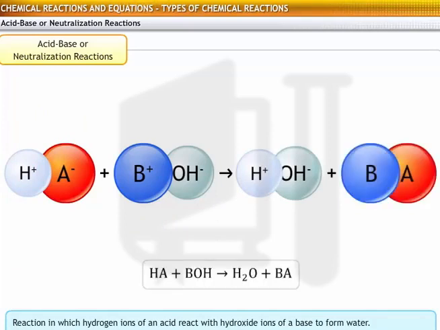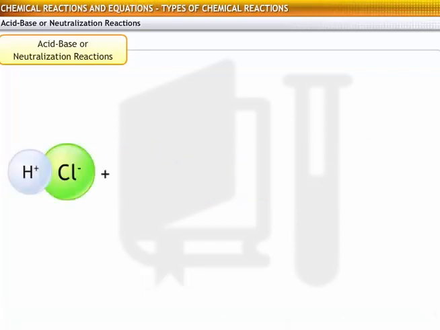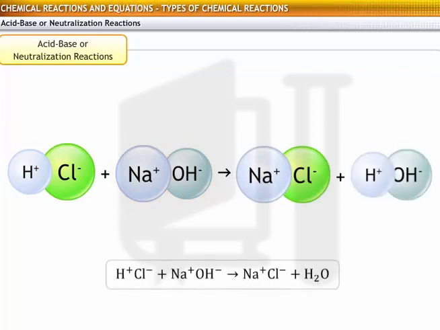Therefore, in the general form of an acid-base equation, HA, an acid reacts with BOH, a base, to produce water and a salt, BA. An example of an acid-base reaction is the reaction between hydrochloric acid and sodium hydroxide. In this reaction, the chloride ions in hydrochloric acid and the sodium ions in sodium hydroxide react to produce sodium chloride or common salt and water.